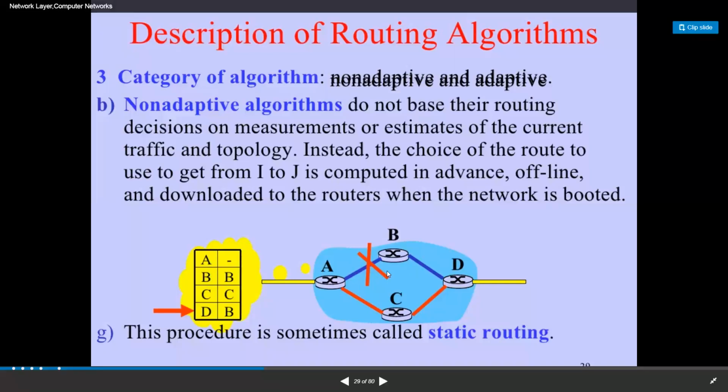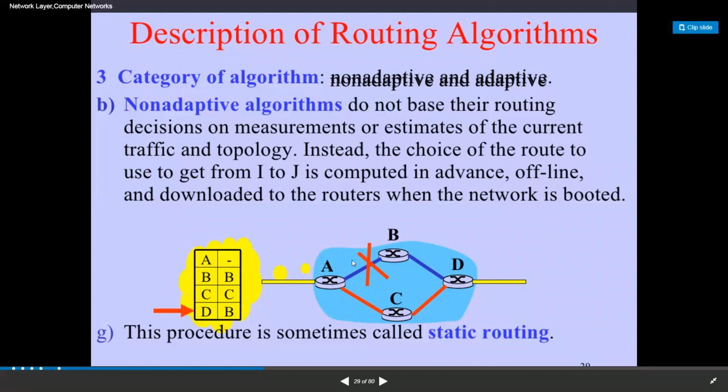Here, this is the routing table of A. From A to A, there is no line. For destinations, A to B, we have a direct connection. A to C, we have a direct connection. A to D, in which direction do we need to go? A to B and B to D. So the outgoing line will be B. In this case, suppose this route fails, A to B fails. Then to reach D, what do we need to do? A to C and C to D is also there, right?